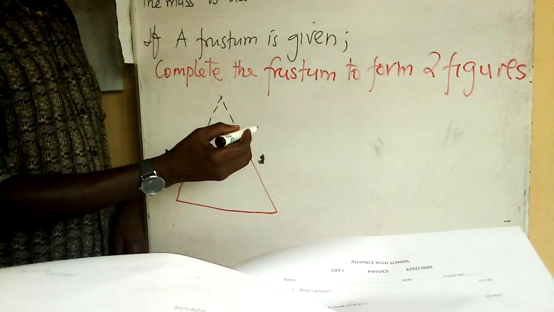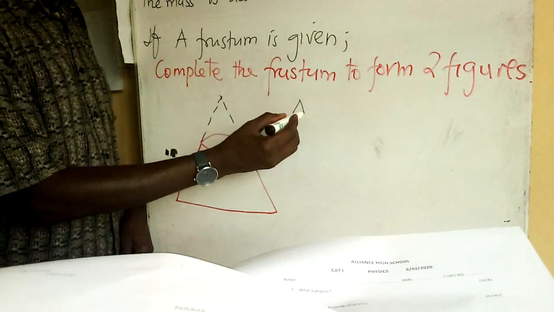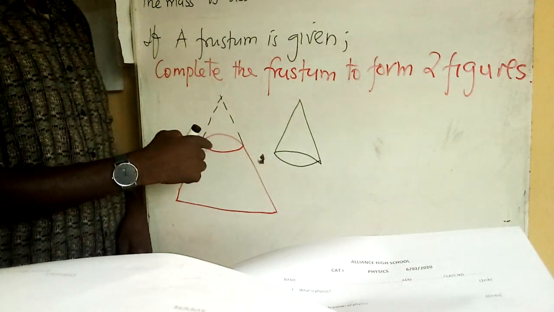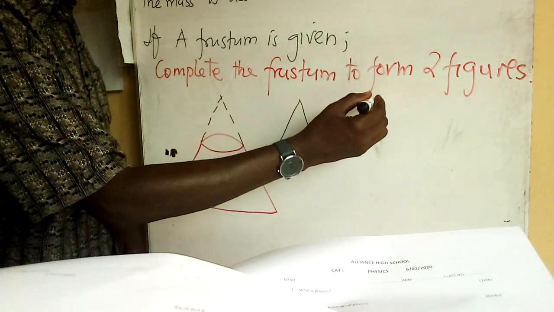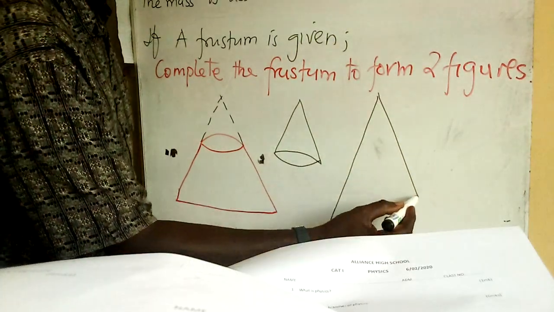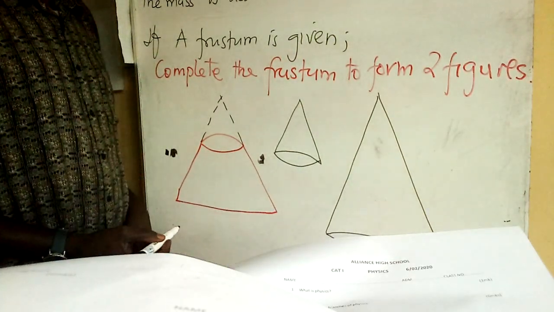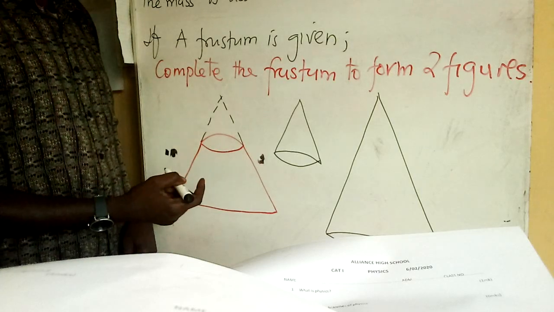Now, you can see I have two cones. There's that small one, the one with dots, and there is now this big one. Okay, that is what I meant.